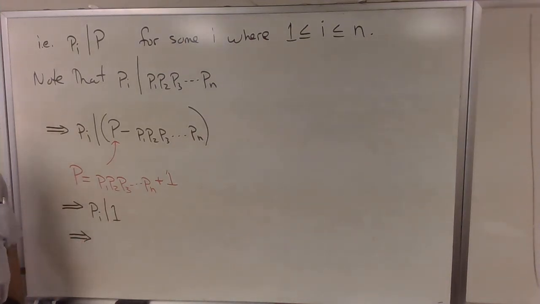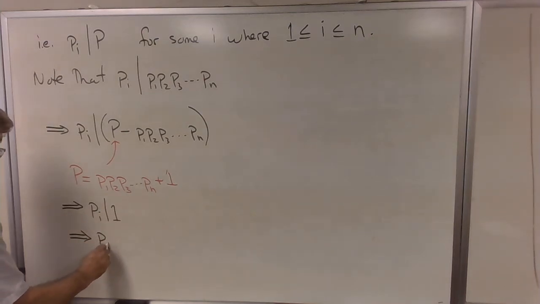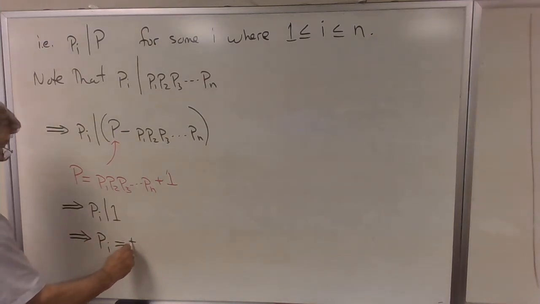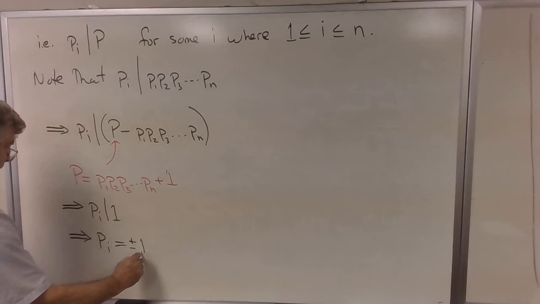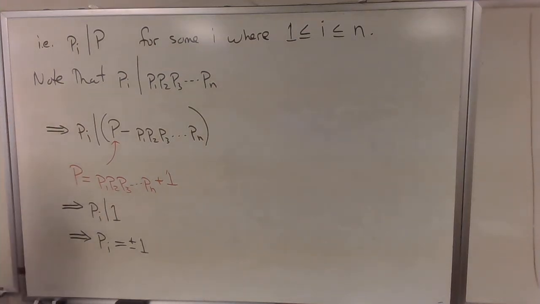Now, we had a theorem about divisibility in the last section. And if an integer divides 1, that means that that integer is either equal to plus 1 or minus 1.